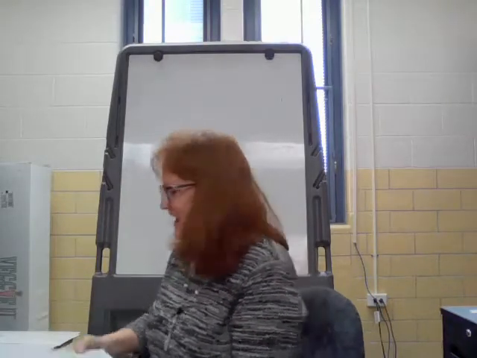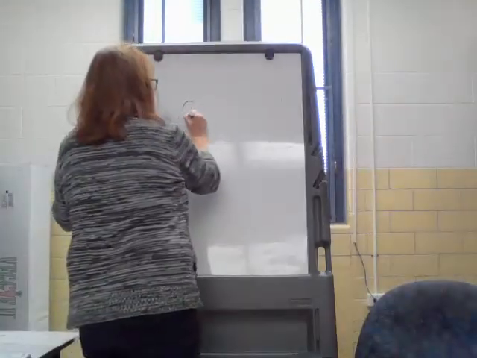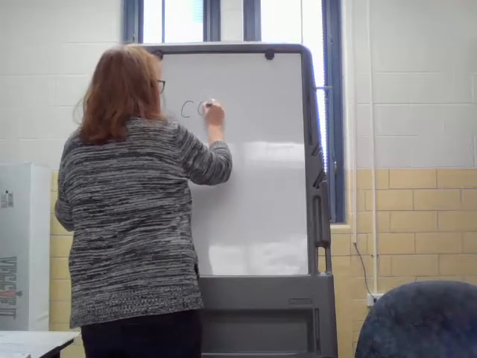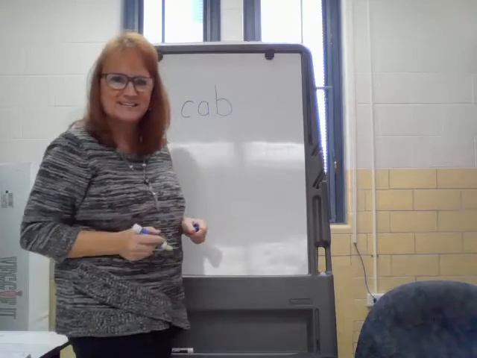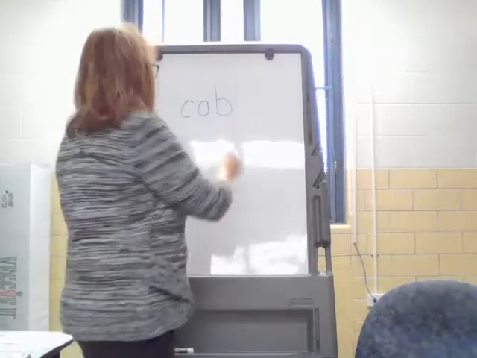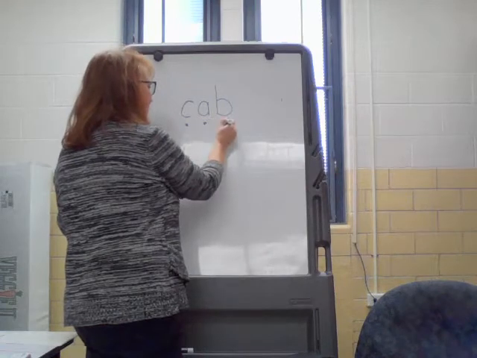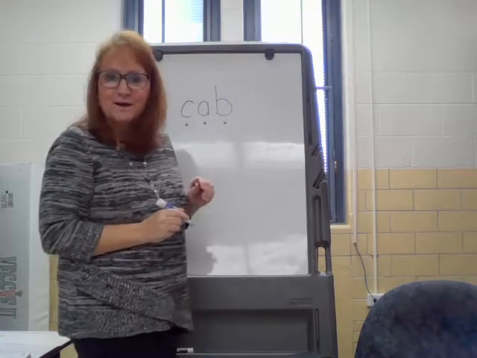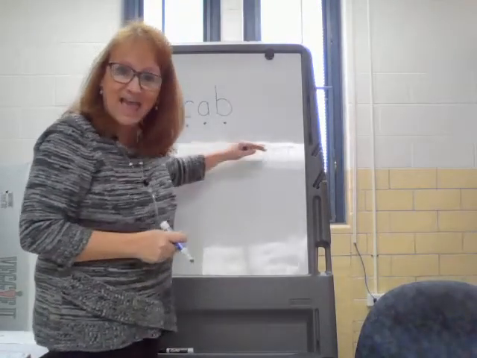I wanted to take a minute and try and blend a few words that have these sounds in them. So let's start with the first one. I'm going to write C, A, B up here on the board. C, A, B. Now, the C says k, the A says a, and the B says b. Put them together. K, ab, cab.